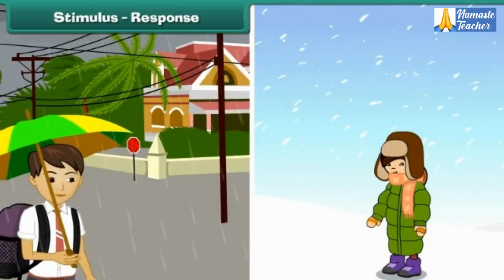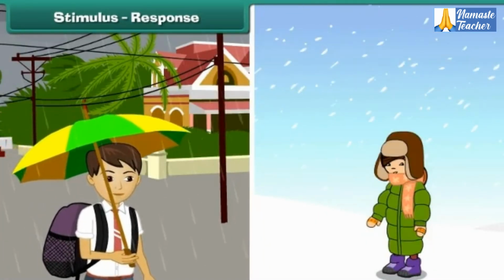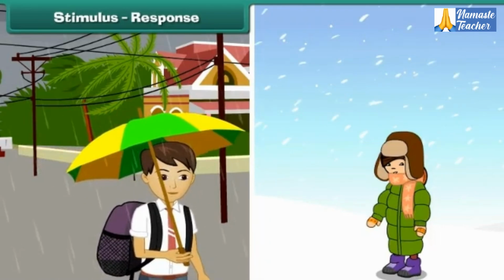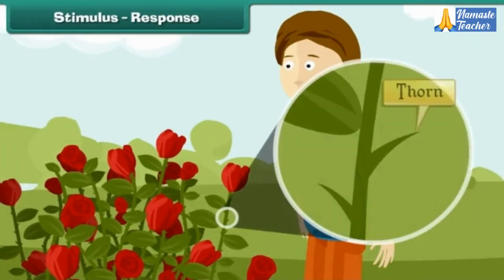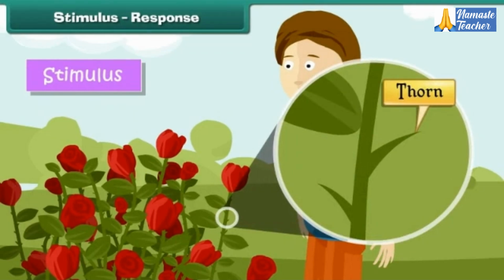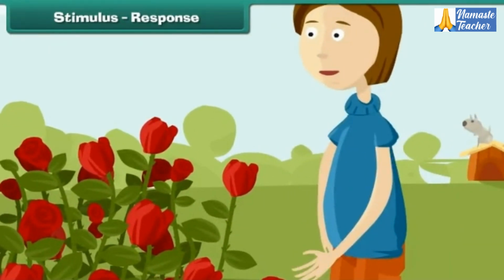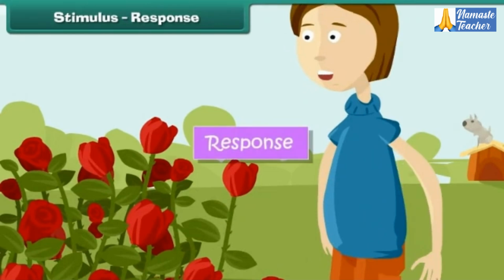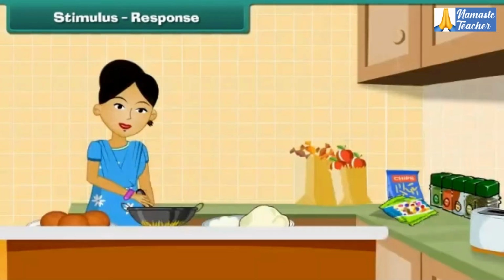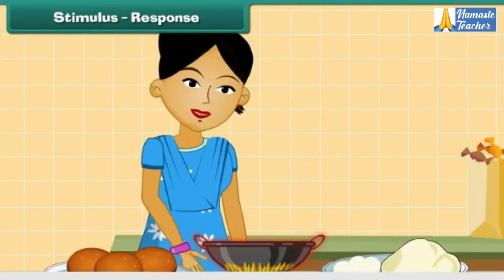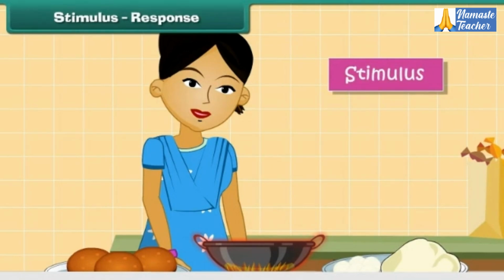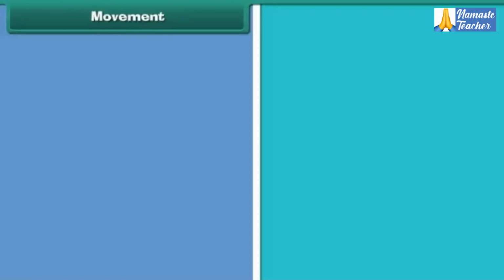Stimulus, response. All living things feel the changes around them. Any external influence which causes a living thing to react is called a stimulus. The reaction of a living thing to an external influence is called a response. For example, when you touch a hot pan accidentally, you throw your hand away immediately. The heat radiated by the hot pan is a stimulus. The act of moving the hand away from the hot pan is a response.